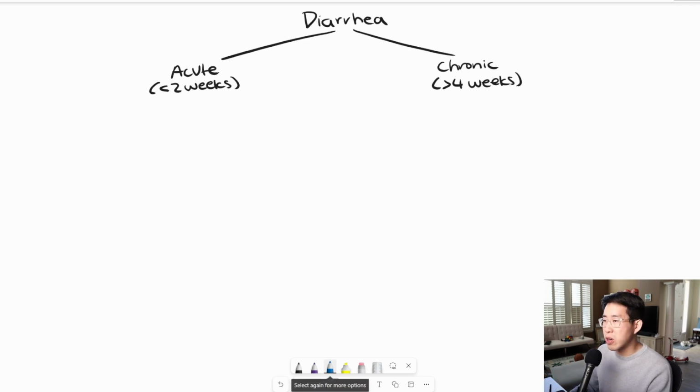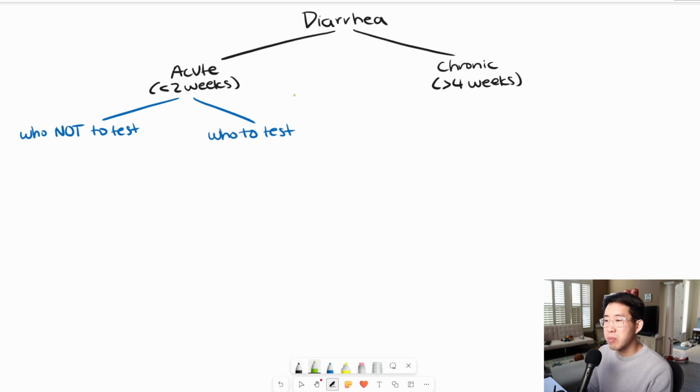For acute diarrhea, what I really wanna do is split it up into two major groups. And that's gonna be who not to test and who to test. So the vast majority of patients are going to be falling into this group on the left. And that's because most of these infections are self-limited viral illnesses that will just resolve on their own with symptomatic treatment. So therefore, there's no reason to do additional testing.